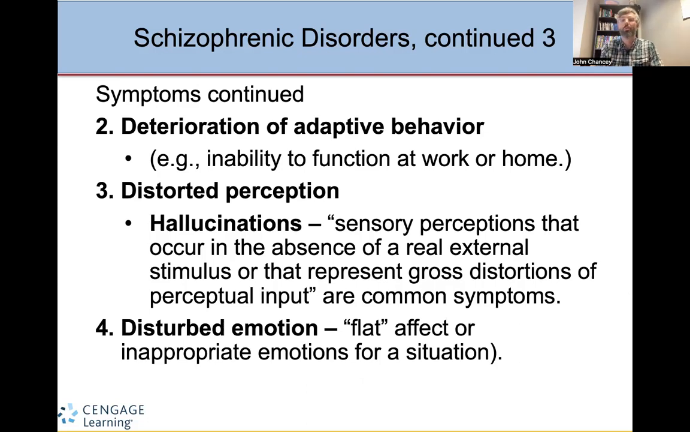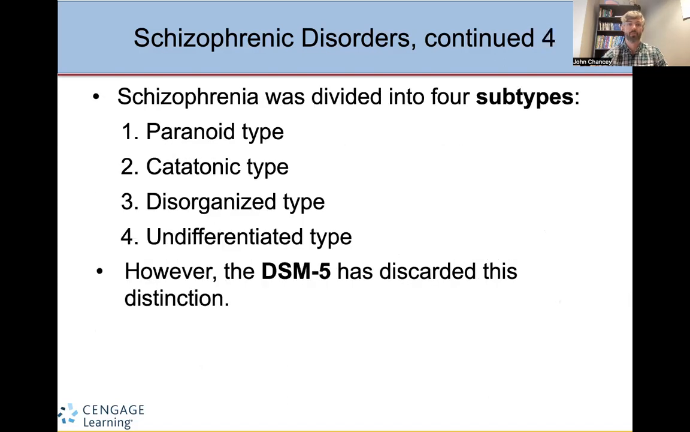But these are sensory perceptions without the external stimuli to produce them. They might also have flat affect and disturbed emotion. Flat affect means they have no emotion in their tone, or they might display inappropriate emotions, like laughing hysterically at a funeral, for example.